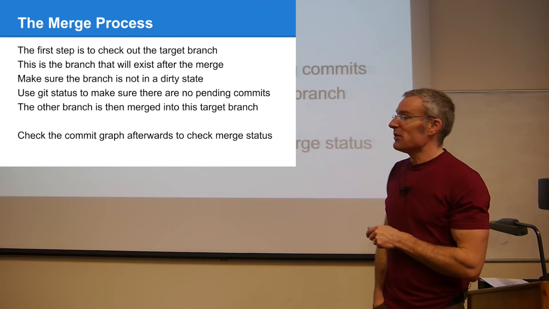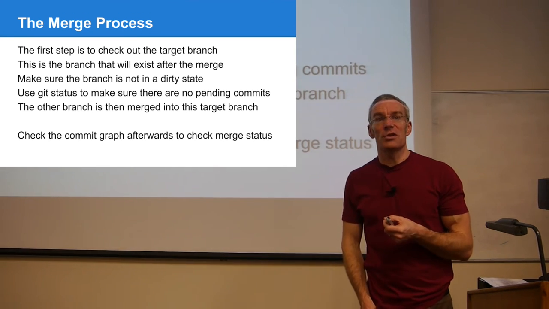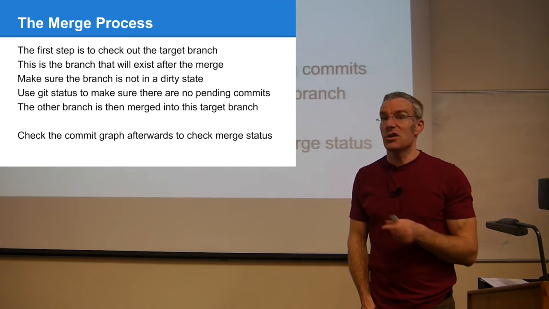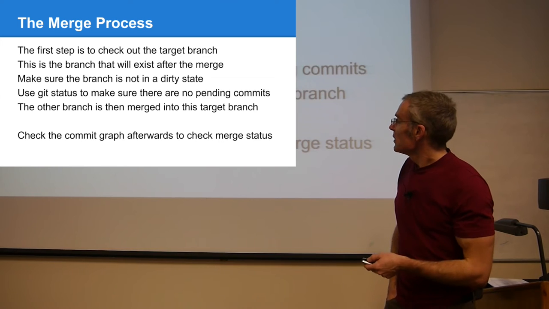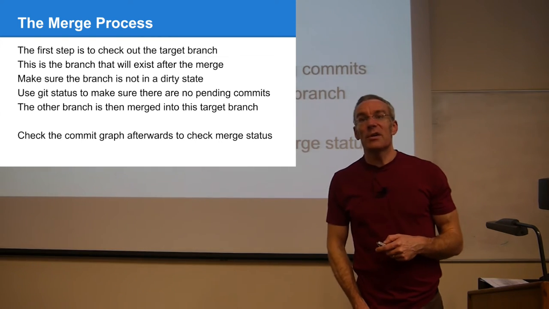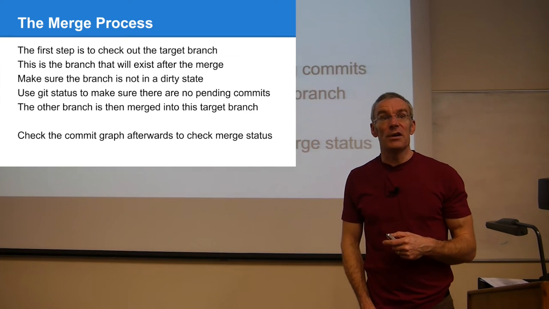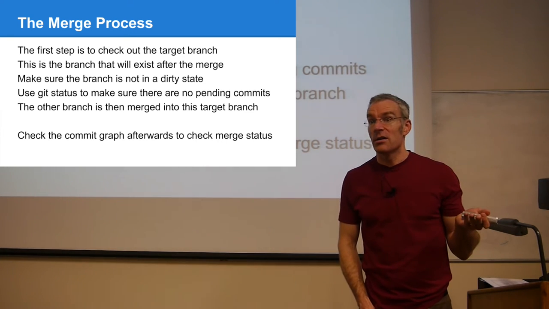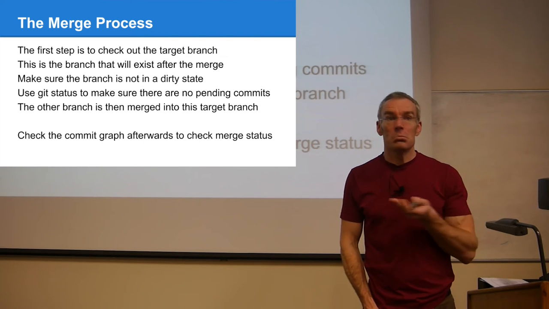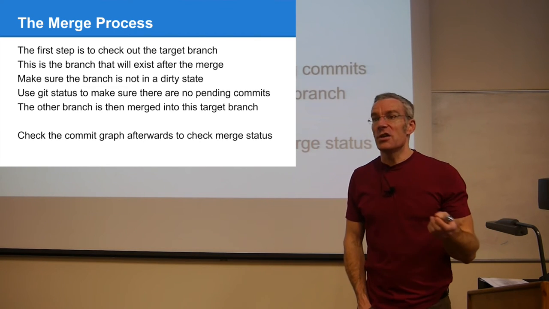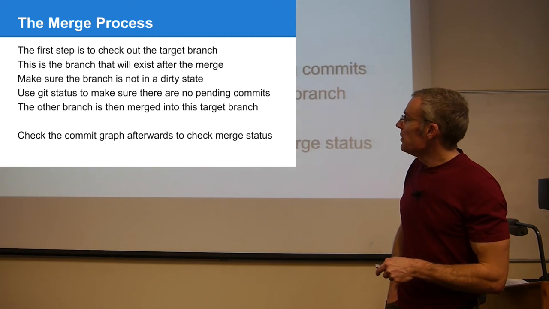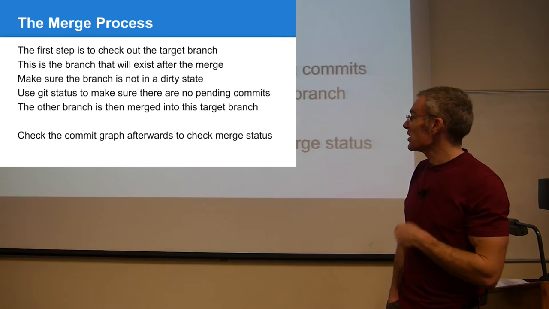I've got to make sure my branch is not in a dirty state. I've got to make sure there's no uncommitted changes. If there are uncommitted changes, it won't let me merge. Now, use git status. Remember git status. If there's any changes to your files, git status will tell you what they are. If git status comes up with no changes to be committed, you're fine. If it comes up with changes, you've got to make sure you commit those changes first. And then you merge the second branch into the target branch.